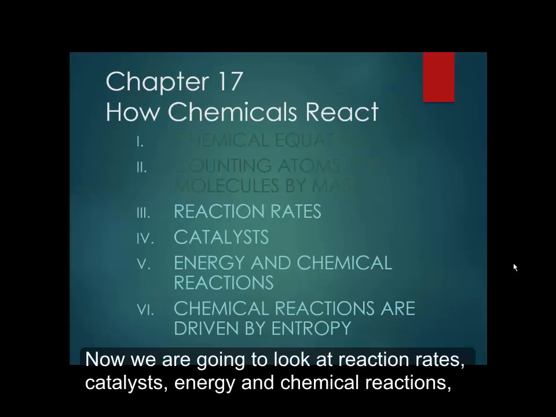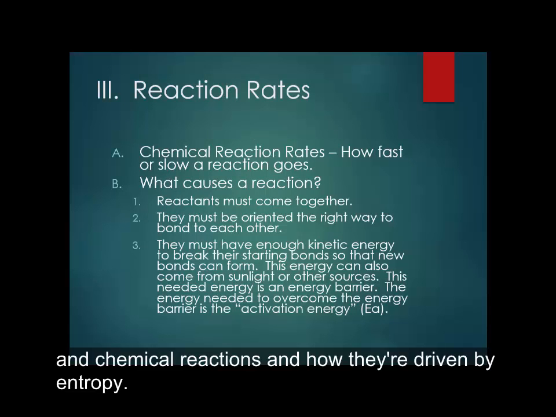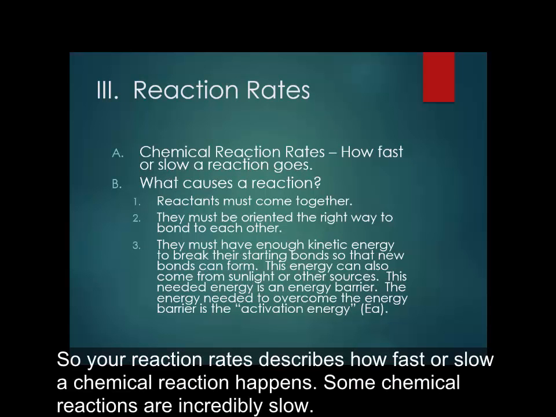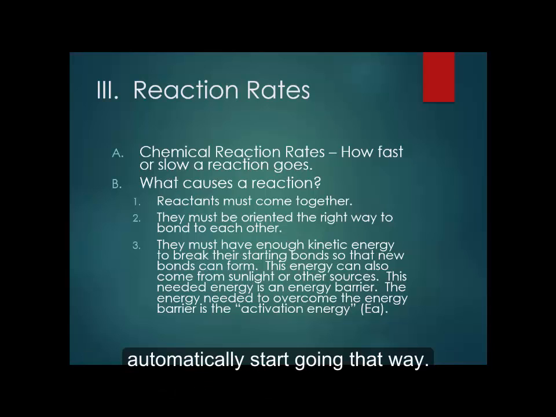Now we're going to look at reaction rates, catalysts, energy and chemical reactions, and how chemical reactions are driven by entropy. So your reaction rate describes how fast or slow a chemical reaction happens. Some chemical reactions are incredibly slow. Some are so fast that they're spontaneous when the conditions are right. They just automatically start going that way.